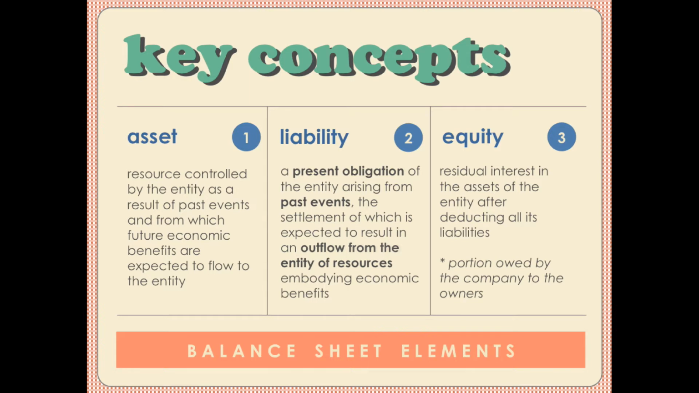Third is equity, which is formally defined as the residual interest in the assets of the entity after deducting all its liabilities. So here we see that it's just the remainder, the remaining assets after paying off or settling all the liabilities. It is the portion the owner is entitled to after settling all the obligations to third parties. Equity also includes any transactions relating to the owner, like investments and withdrawals.